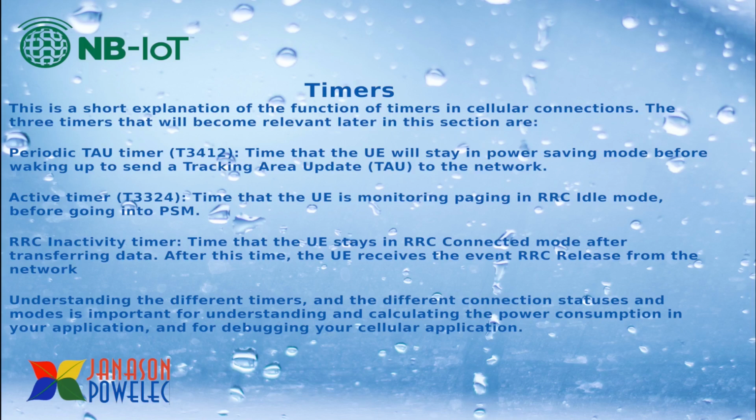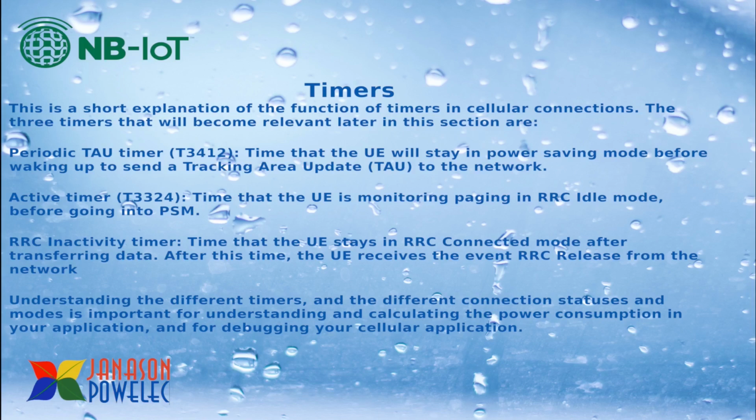The three timers that will become relevant later in this section are: periodic TAU timer, the timer that the UE will stay in power saving mode before waking up to send the tracking area update to the network. Active timer, the timer that the UE is monitoring paging in RRC idle mode before going to PSM, that is power saving mode. RRC inactivity timer, the timer that the UE stays in RRC connected mode after transferring data. After this time, the UE receives the event RRC release from the network.